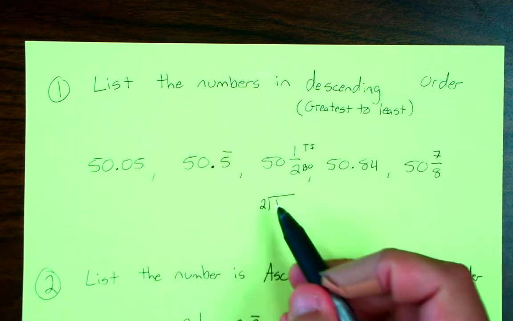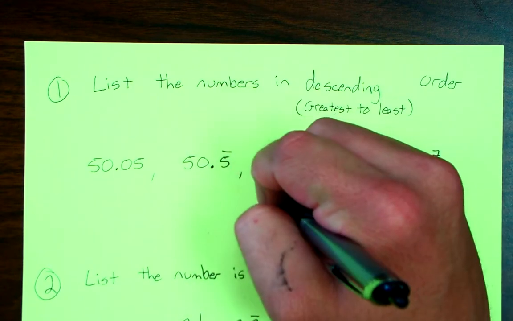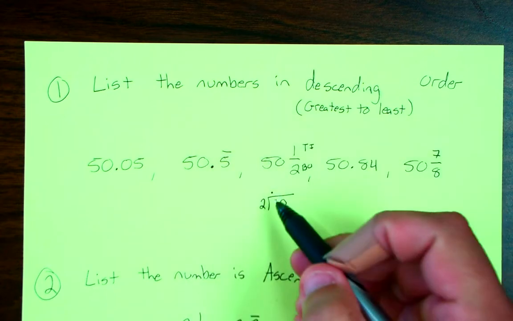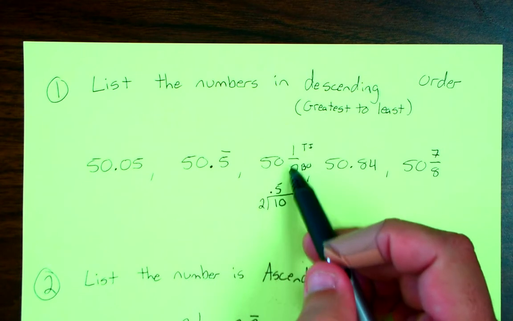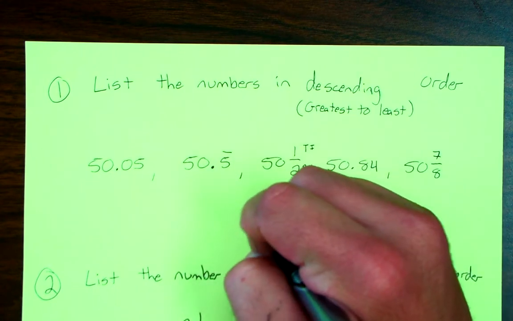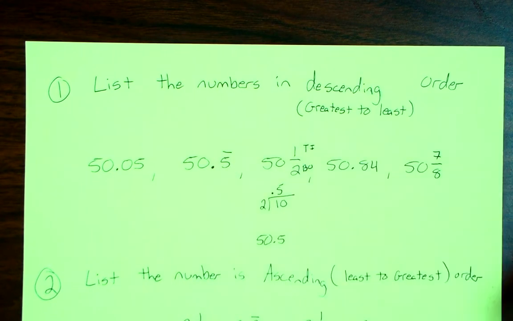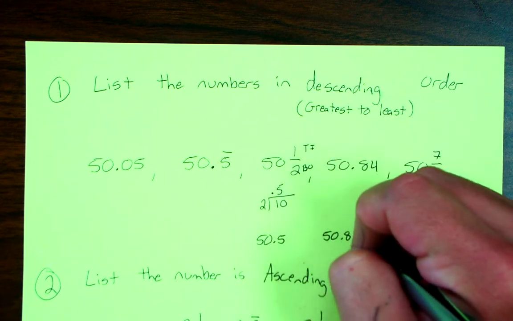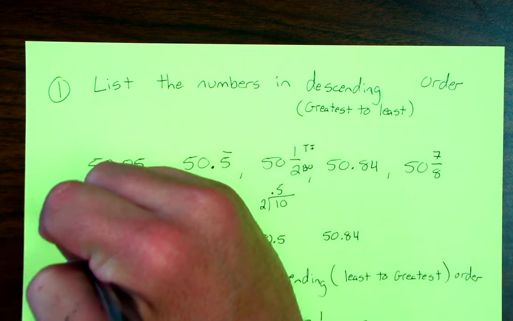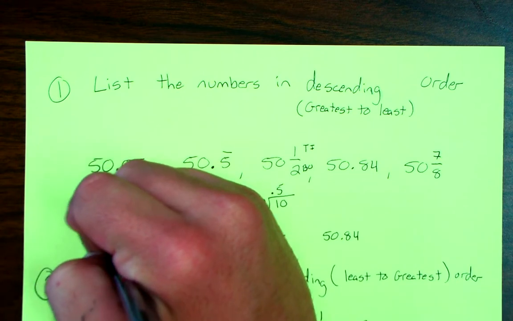2 cannot go into 1, so add your decimal, add a 0. 2 can go into 10 5 times. So 50.5 is the same as 50.5. This is still 50.84. This is still 50.05.